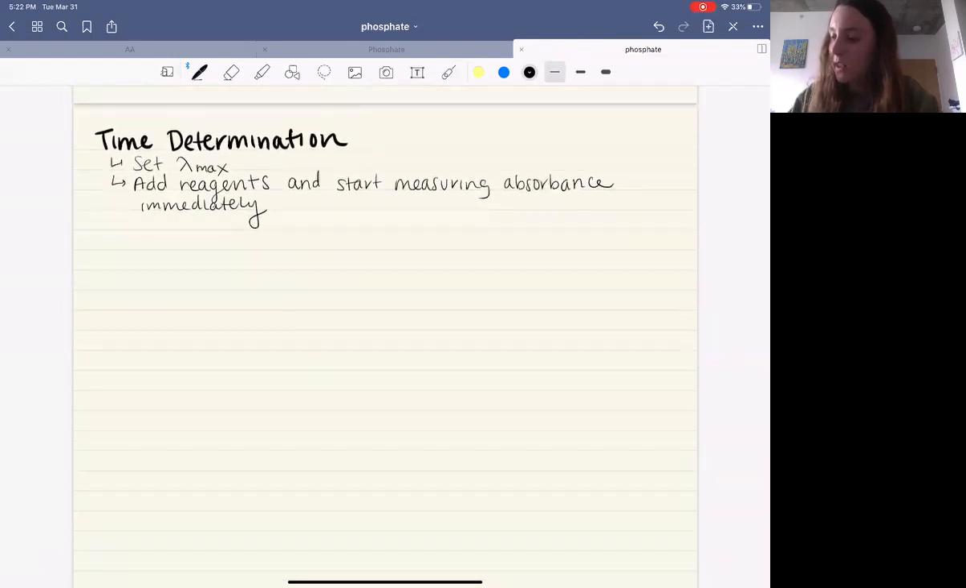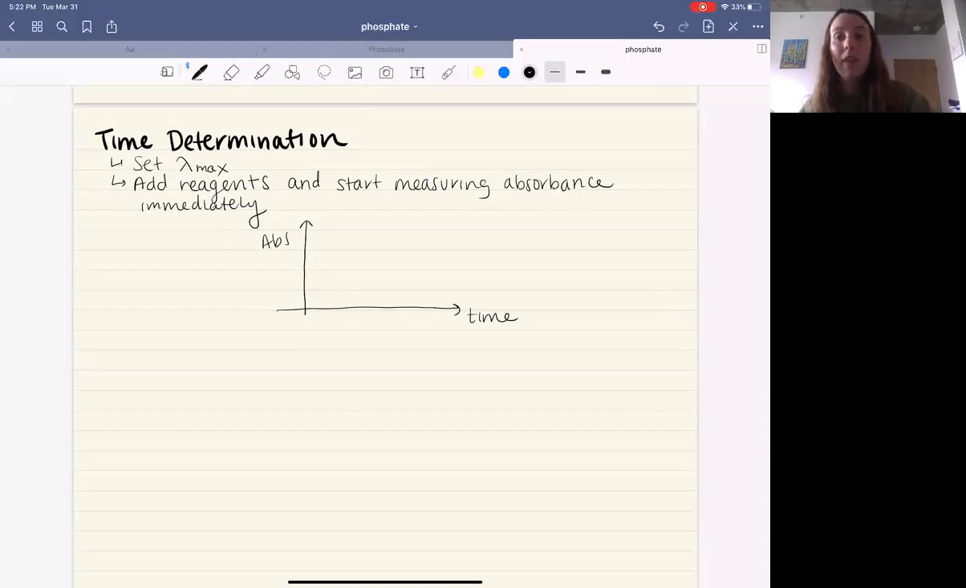Okay, so what this is going to allow you to do is to make a plot that looks something like this, where you have time on the x-axis and the absorbance on the y-axis. At the very beginning, when you first add your reagents, your solution will still be clear for the most part. So your absorbance will be very low. Might look something like that. But as time goes on, this reaction is going forward and you're forming more and more of that blue colored complex. So your absorbance is going to increase.